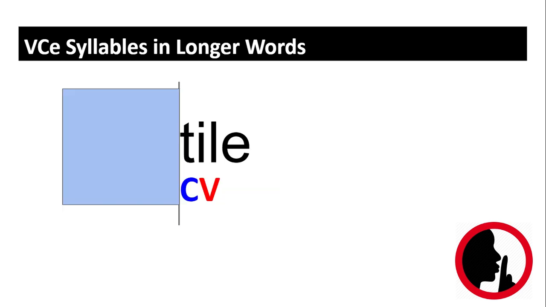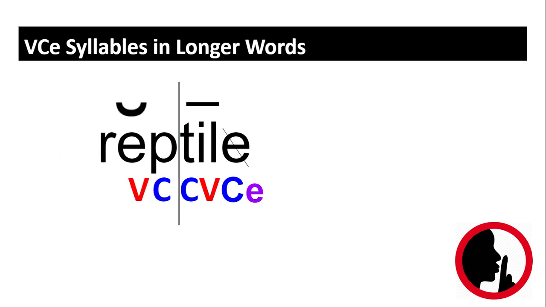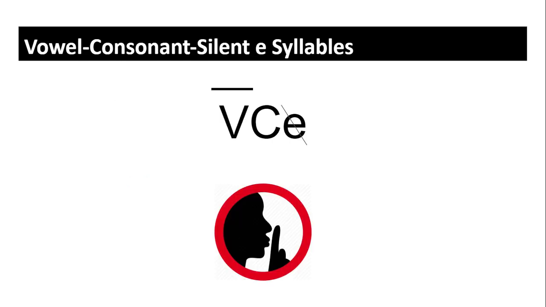The end of the word has that VCE pattern. So I'm assuming at this point that the E is silent and the I says its name. So this syllable should say tile. When I put the syllables together, I have reptile, which is a word I know.